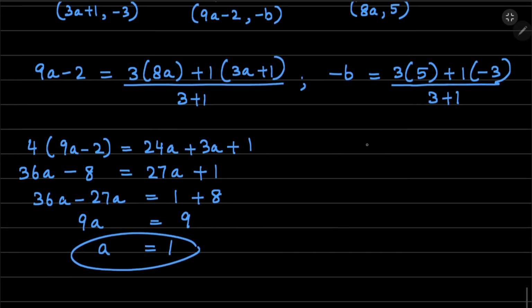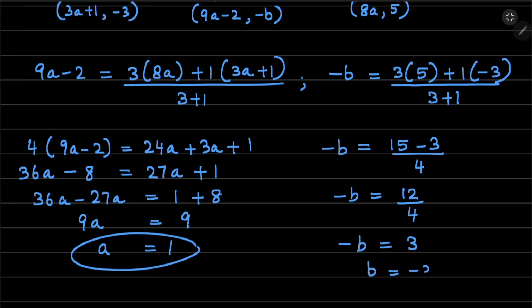Let's calculate the value for minus b. So you have minus b is equal to 3 into 5, 15 minus 3 divided by 4. What is 15 minus 3? It's 12 by 4 is equal to minus b. Minus b equal to 3, or b is equal to minus 3.